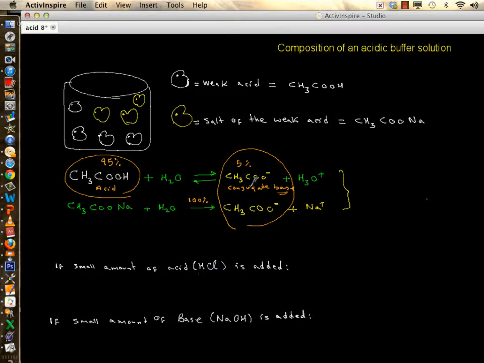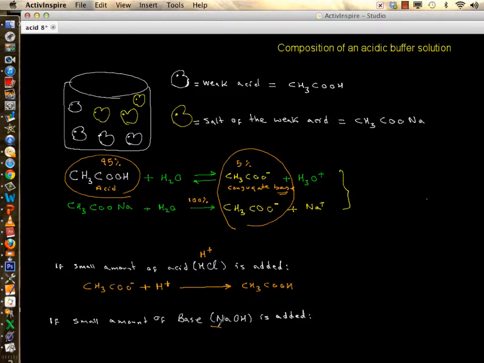So now to this buffer, if you add an acid, for example HCl, the HCl is going to react with the conjugate base. So the conjugate base is going to neutralize this added acid HCl, of which the H+ is the part that matters, and it's going to give you some CH3COOH back, and its pH is not going to fluctuate by much.